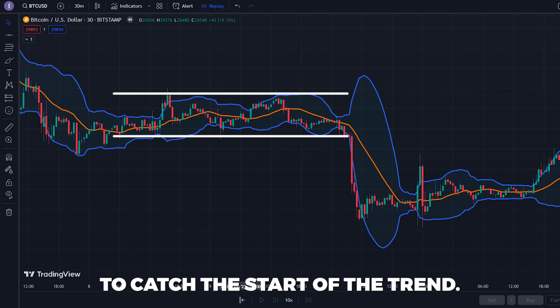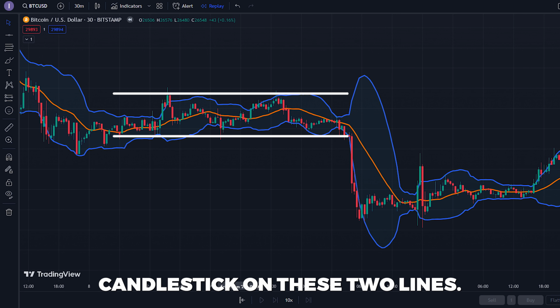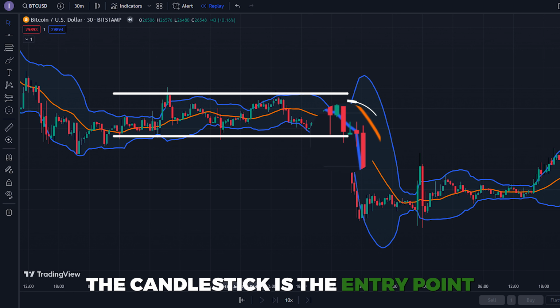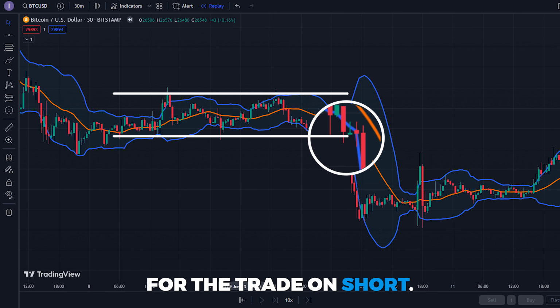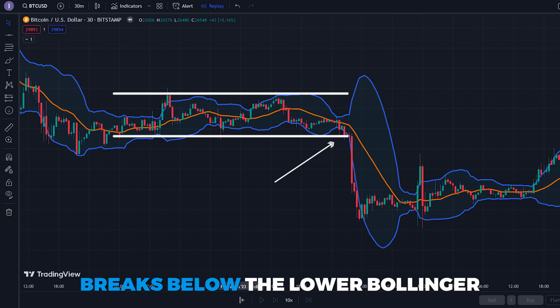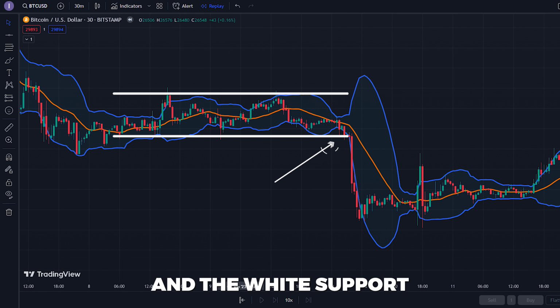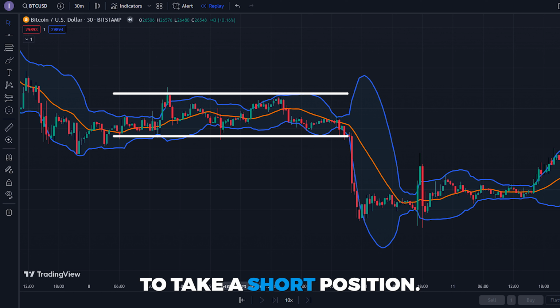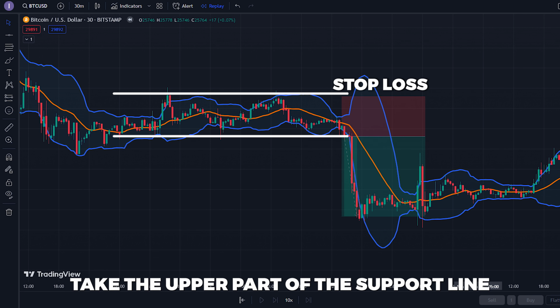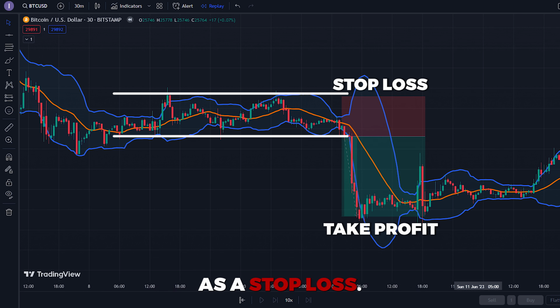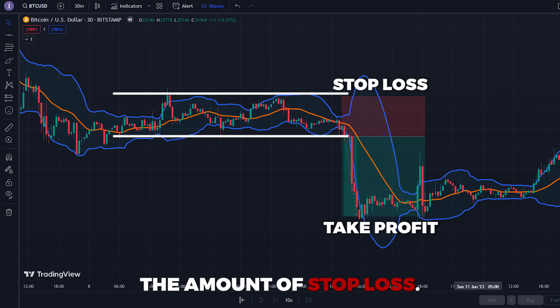To catch the start of the trend, you need to hit the breaking candlestick on these 2 lines. The candlestick is the entry point for the trade on short. The point where the price breaks below the lower Bollinger Band line and the white support line is the point to take a short position. Take the upper part of the support line as a stop loss. Take profit is set at twice the amount of stop loss.